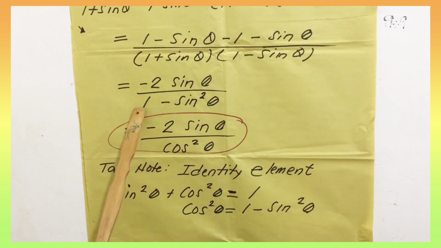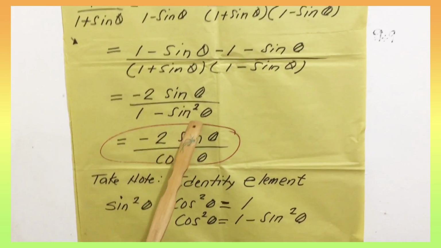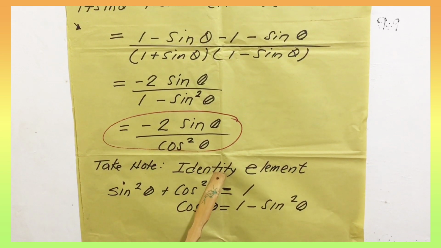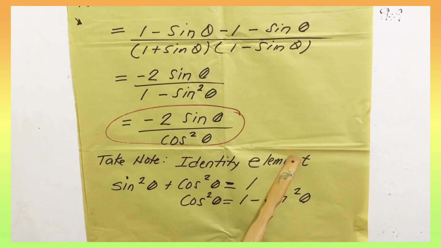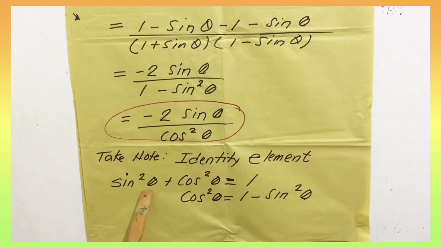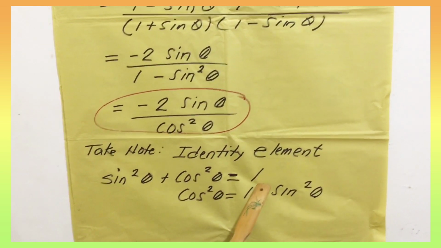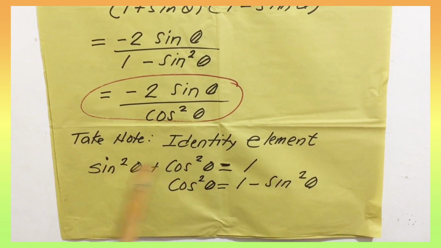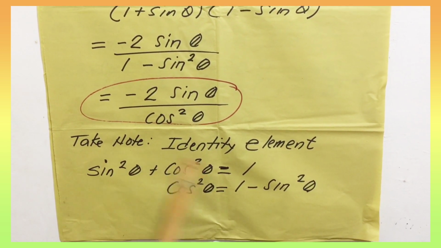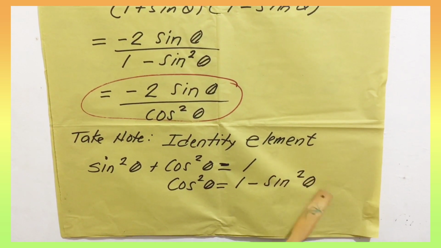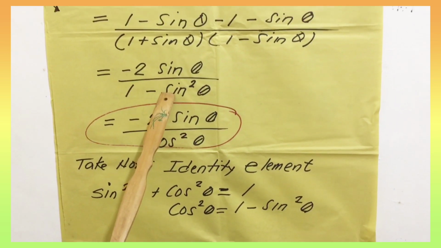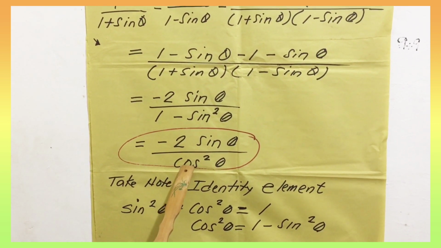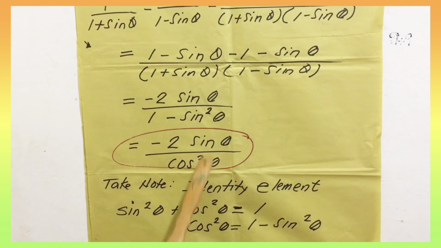But the denominator, 1 minus sine squared theta, we have the value for this. Take note, the fundamental identity of trigonometric expression: we have sine squared theta plus cos squared theta equals 1. And then we have cos squared theta, then transpose, it becomes now 1, and the positive changes to negative, becoming 1 minus sine squared theta. This will be the denominator here. It becomes now cos squared theta. That's why our final answer is cos squared theta. This will be our final answer now.